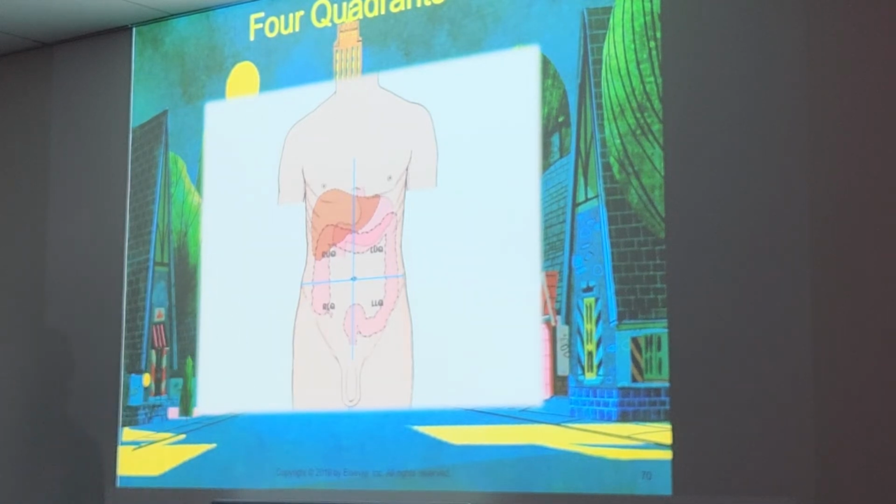These are the average locations where these organs fall. Now here's a great question. What quadrant or quadrants does the large intestine fall in? All of them, right? Because it goes all throughout the abdomen, absolutely.